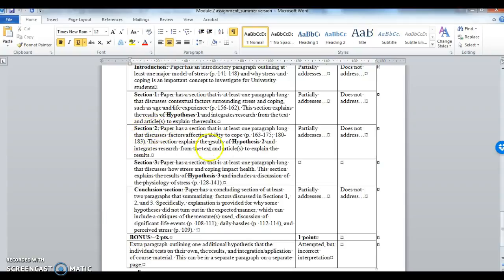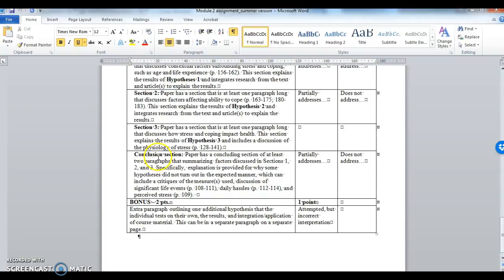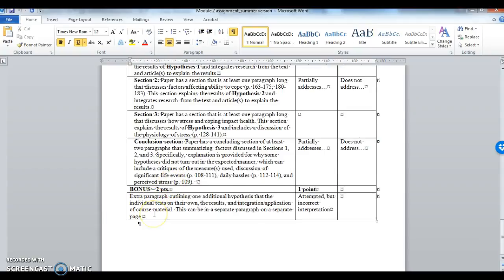The 3rd paragraph, hypothesis 2, the 4th paragraph, hypothesis 3, and then finally a conclusion section where you are explaining why some of the hypotheses didn't turn out, why they did, what are some critiques you have of the measures used, and a discussion of significant life events, daily hassles, and perceived stress. There is not a bonus option for this semester. So let's get started.